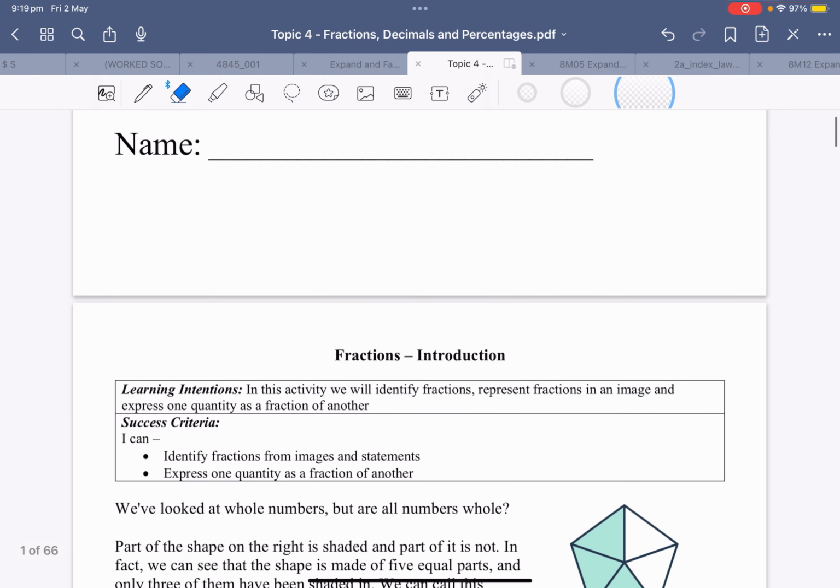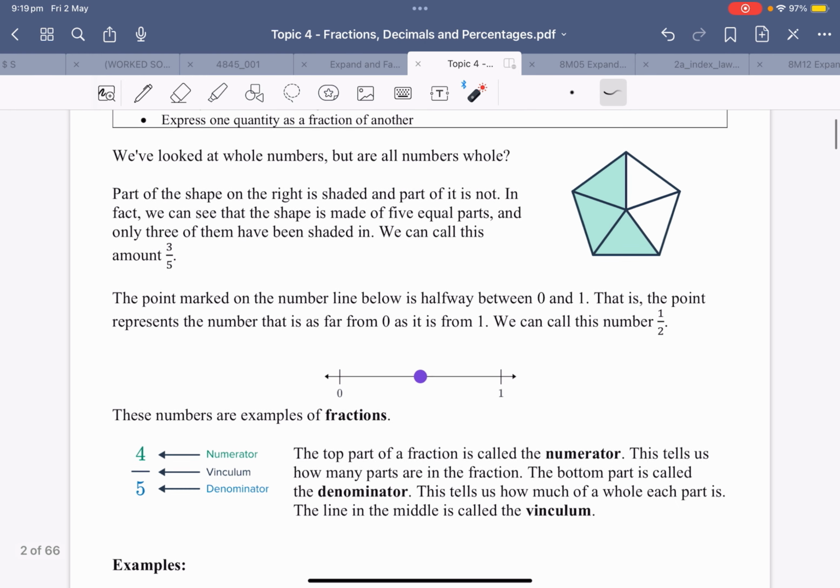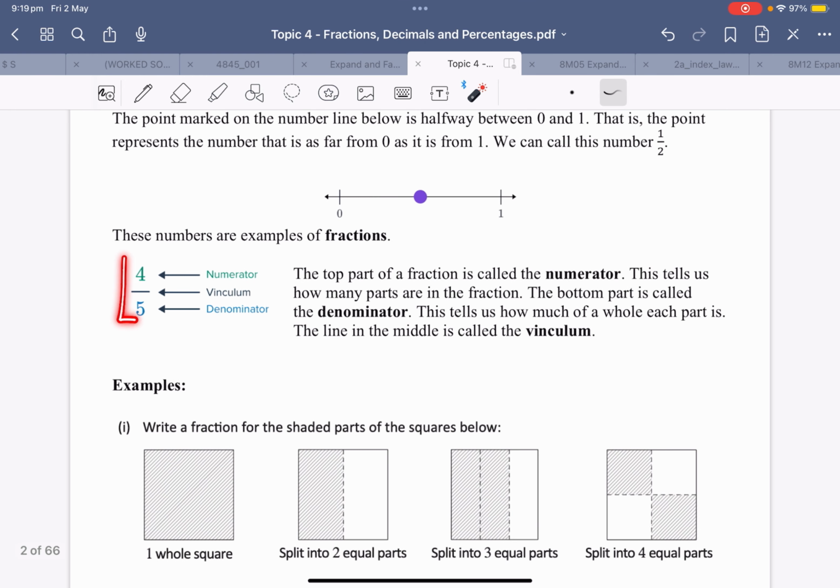Now, I'll first start with the introduction of fractions. Ideally, we have seen fractions and we know what they are from primary school times, and many of you have already started fractions before joining our class. Essentially, the first thing we need to know about is what parts of fractions there are: numerator, vinculum, denominator.